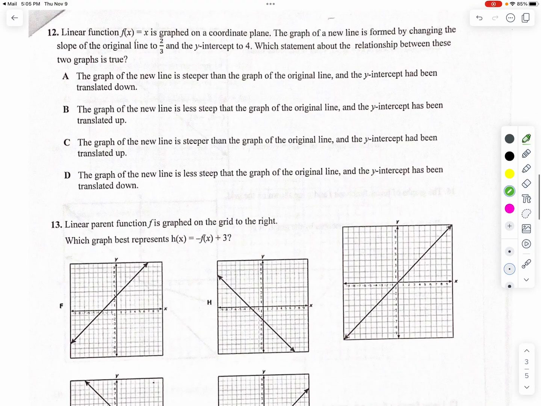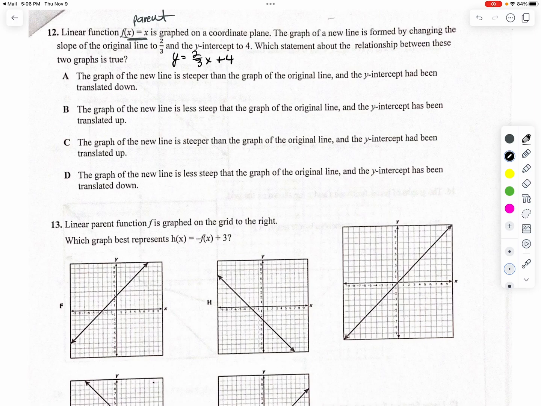When we look at 12 here, what I want you to notice is, number 1, it gives us f of x equals x. That's the parent function. And now the new line is formed by changing the slope to 2 over 3 and the y-intercept to 4. We got slope and y-intercept. That's not point slope, but that is slope-intercept. So we can write the slope-intercept form here. Y equals 2 over 3x plus 4.